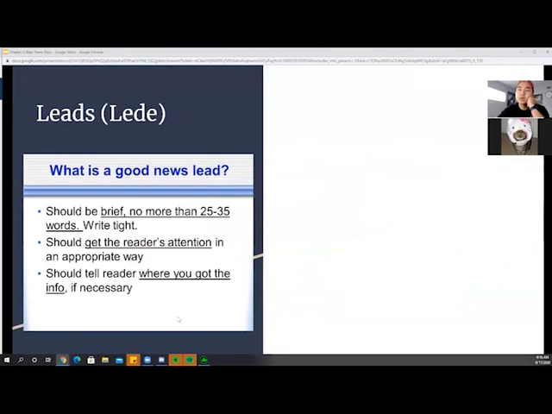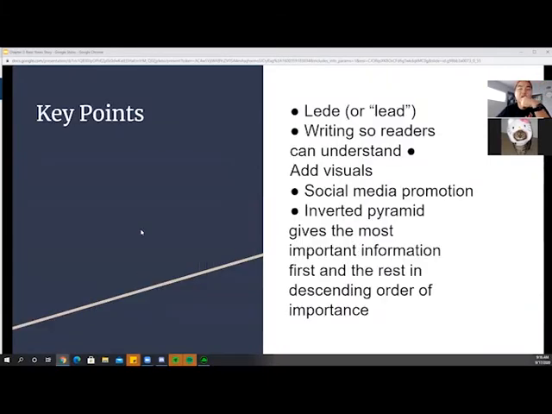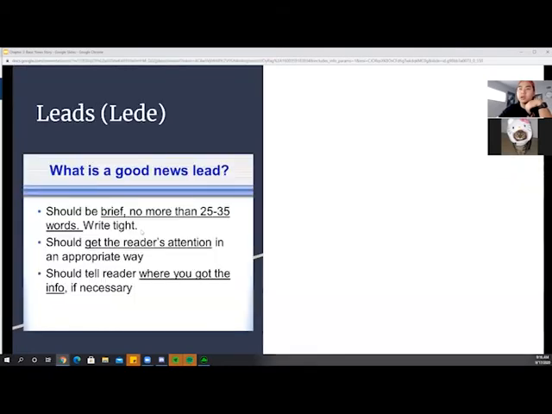So in the lead, what should be in it? It should be brief, no more than 25 to 35 words, and very tight, in the sense that we're not wasting our words. It should get a reader's attention, and it should also tell us where we got the information.